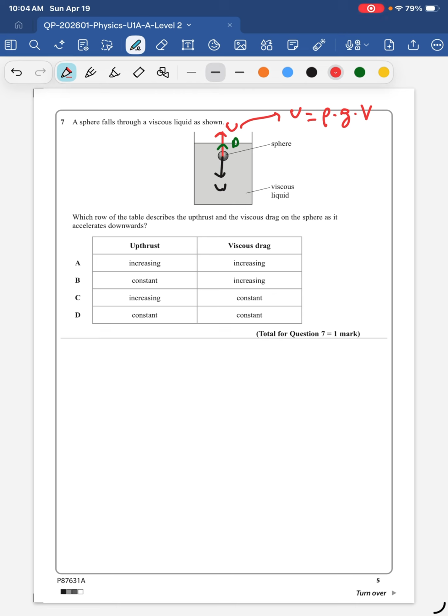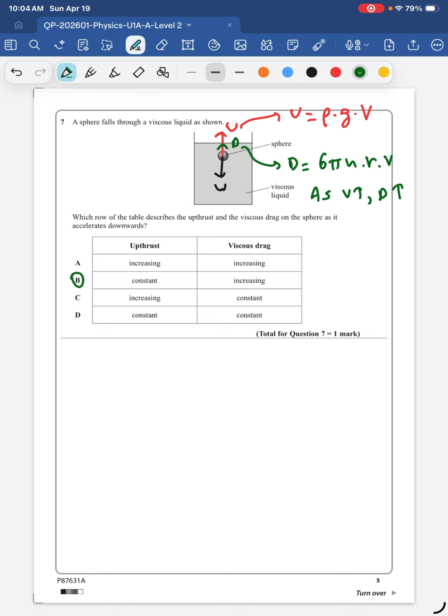Now drag is given by Stokes force. So it's 6 pi eta, the viscosity, times the radius of the sphere times the velocity of the sphere. As v increases, because it falls through the liquid, the drag also increases. So the correct answer in this case is B, right?